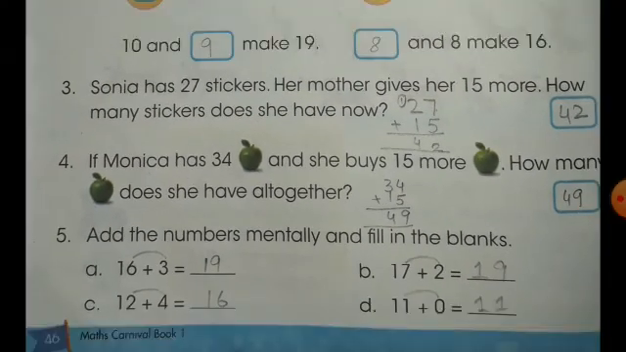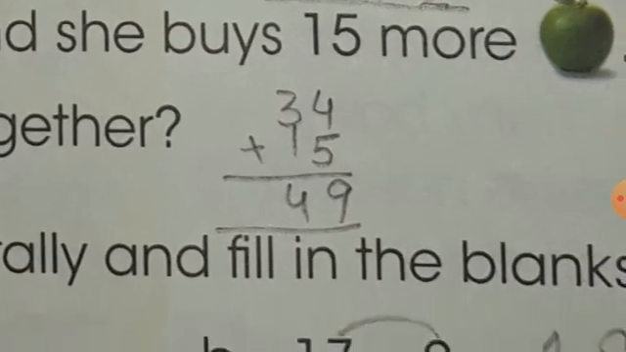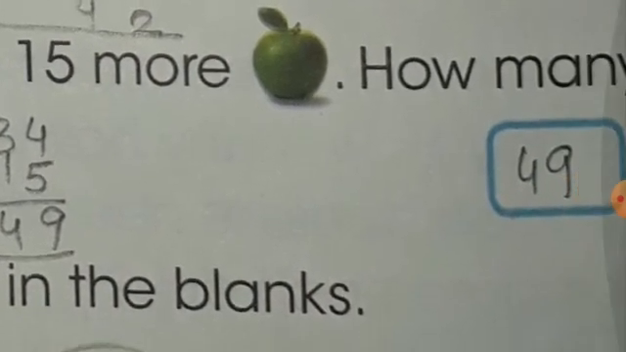Question number 4 is, if Monica has 34 apples and she buys 15 more apples, how many apples does she have altogether? Altogether and more are the keywords of addition. So we will add 34 and 15. Here you can see 34 plus 15. If we start from ones, 4 plus 5 will be 9. 3 plus 1, yes, 4. So the answer will be 49. We will write the answer in this box.